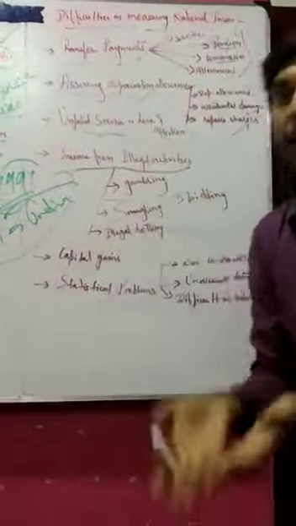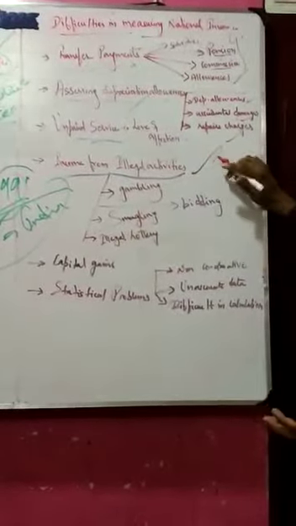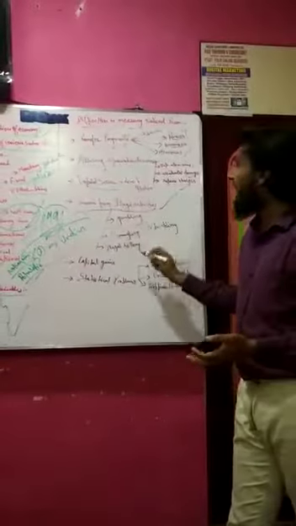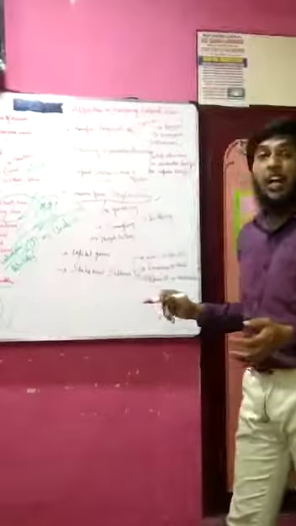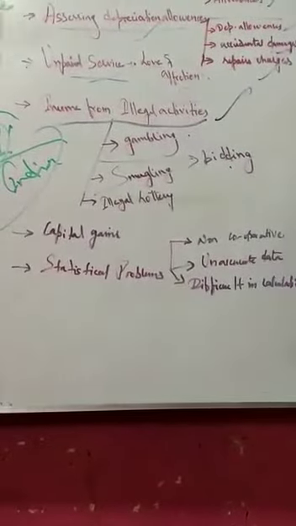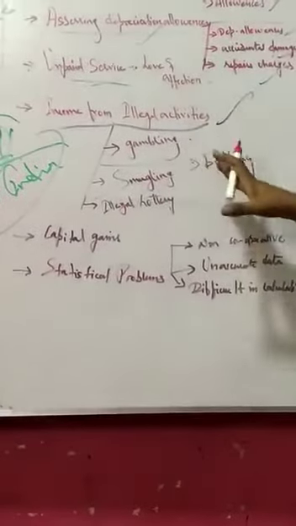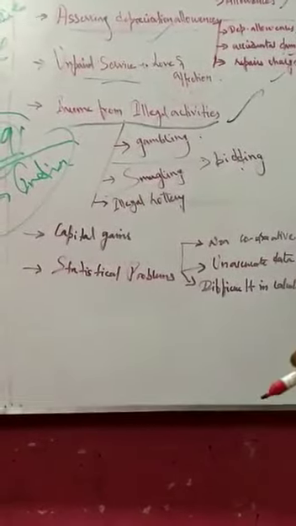Okay. Next, income from illegal activities. When your income does not fall under the law of a country, how can you say that it should be easy to calculate? The illegal activities like gambling, smuggling, betting, illegal lotteries. There are many times where extortion and kidnapping are there.